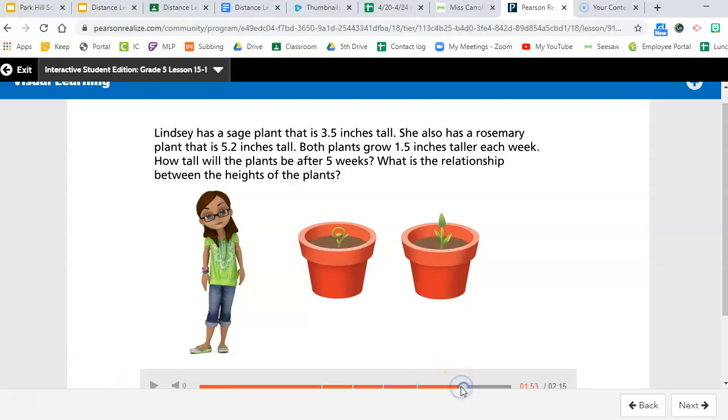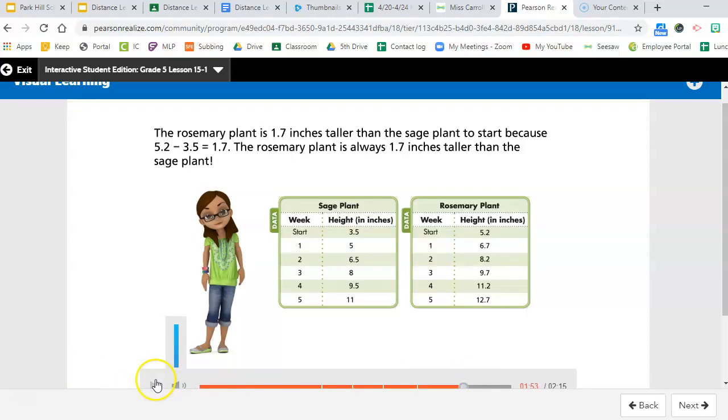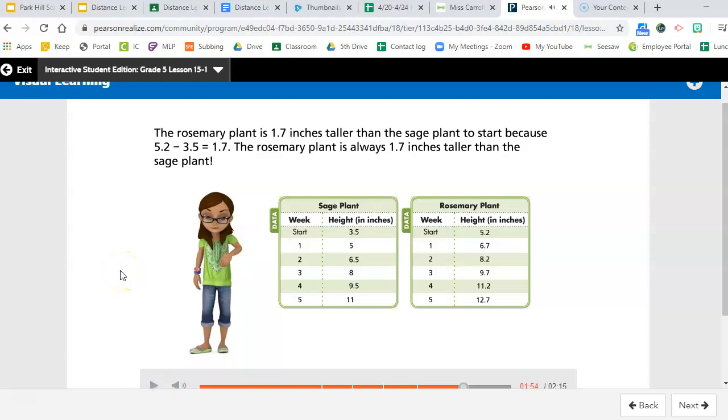So the things that we're going to be doing is putting the information into tables like you see here. So you can see that the sage started at what it started at, and the rosemary started at what it said. And each time it goes up by 1.5 inches. And these tables are keeping track of how much they're growing each week. Okay? So this is the kind of thing that we're going to do as well.